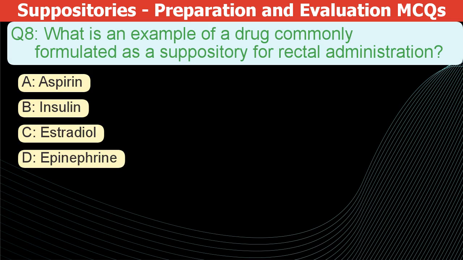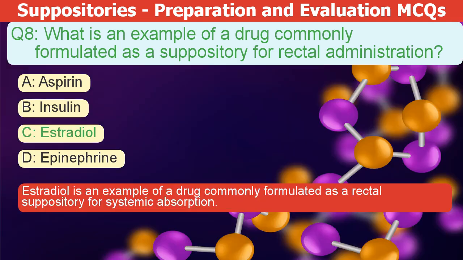What is an example of a drug commonly formulated as a suppository for rectal administration? A. Aspirin. B. Insulin. C. Estradiol. D. Epinephrine. The correct answer is C. Estradiol is an example of a drug commonly formulated as a rectal suppository for systemic absorption.